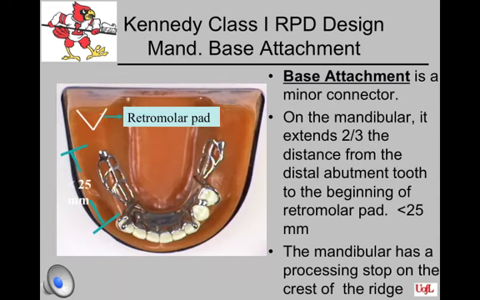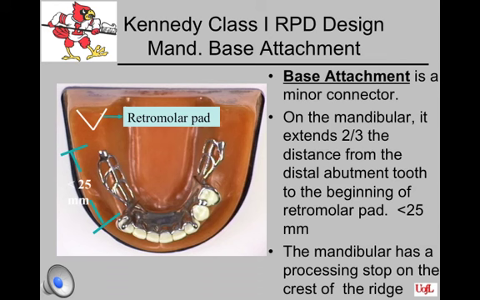The base attachment is actually a minor connector as far as one of the component parts of the partial. It's attached to the major connector and to the guide plate, and it extends about 2/3 of the distance from the distal abutment tooth to the beginning of the retromolar pad. It does not exceed 25 millimeters because of the large lever arm it would then create and have a greater possibility of fracture. It does not extend past where the ridge starts to make a dramatic turn upward.